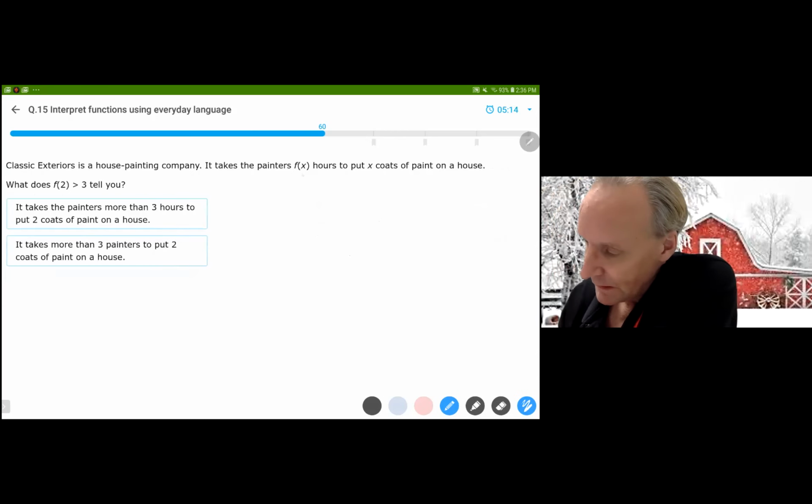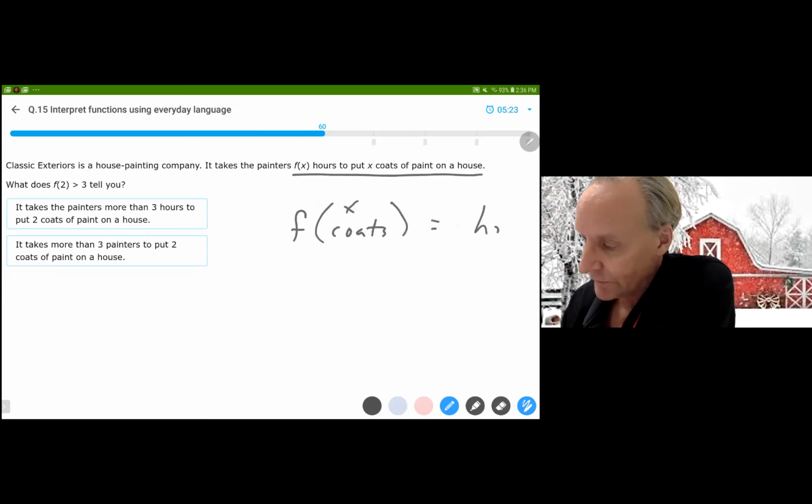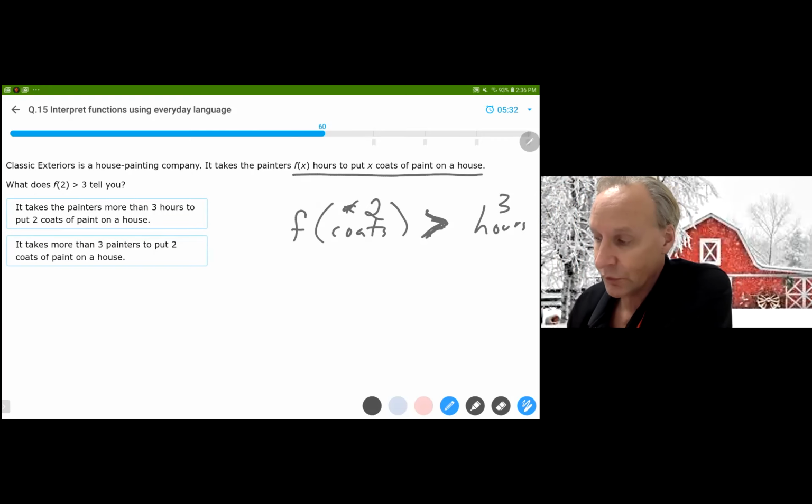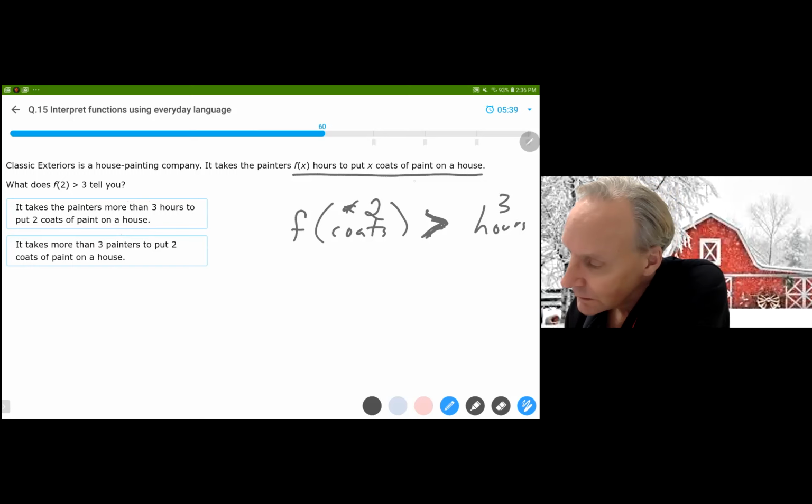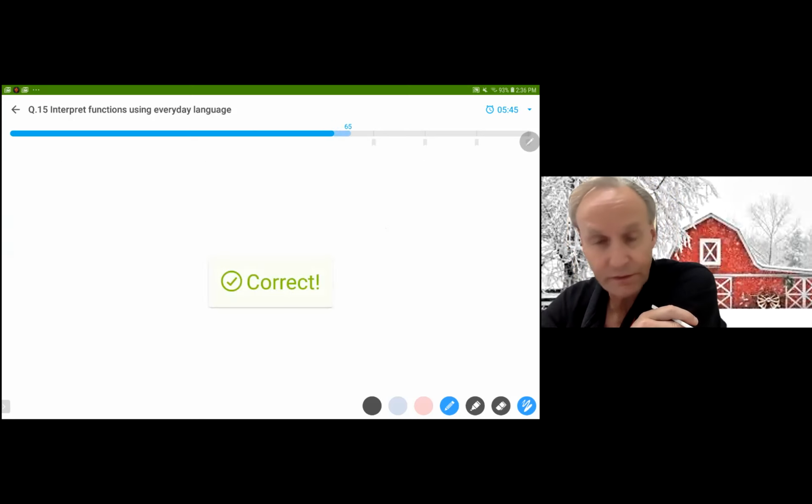Okay. F of x hours to put x coats of paint. So x is the coats of paint, and that gives us the number of hours. And f of 2 is greater than 3. Tells us it takes more than 3 hours to put on 2 coats of paint. Oh, wait. There it is. Has nothing to do with the number of painters. I was wondering, maybe I misread it.